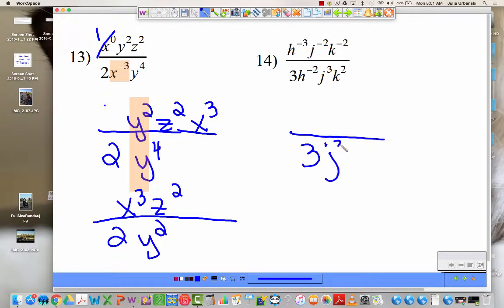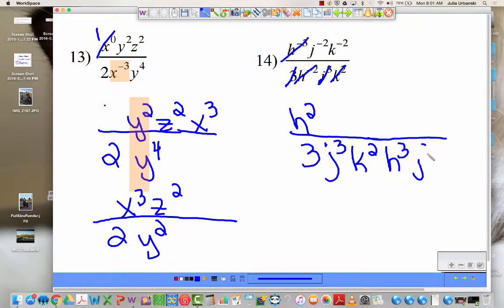Okay, good. I'll move the things up in a second. This one doesn't move, and this one doesn't move. Everything else moves. I kept this one, this one, and this one where they were. So the h to the -2 moves up to the top. I did that one. H to the -3 moves to the bottom, becomes +3. J to the -2 moves to the bottom, becomes j squared. And k to the -2 moves to the bottom, becomes k squared.